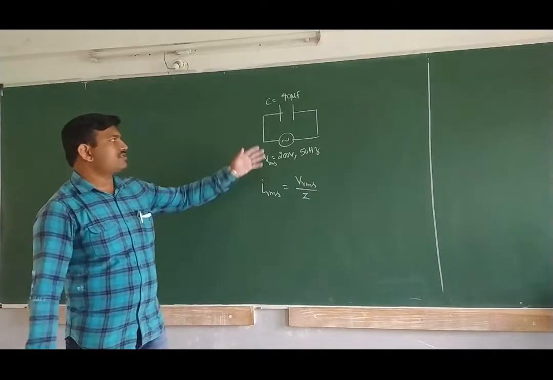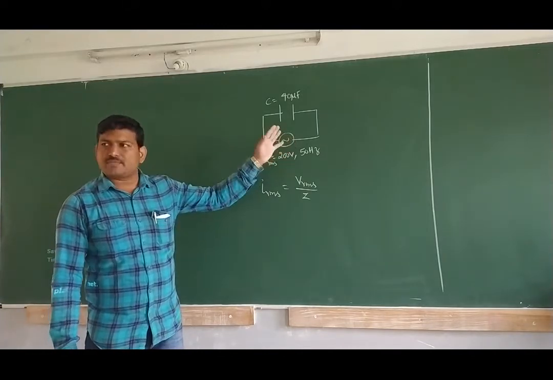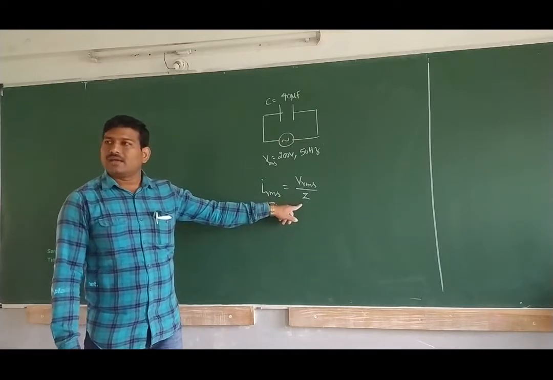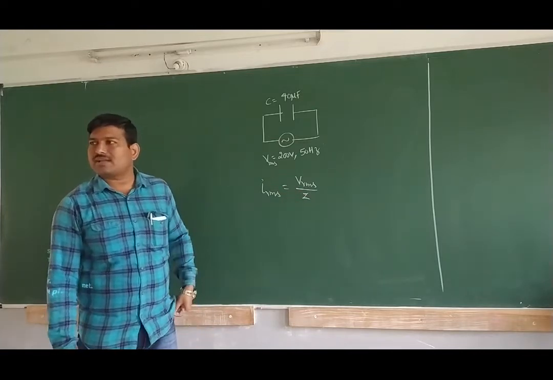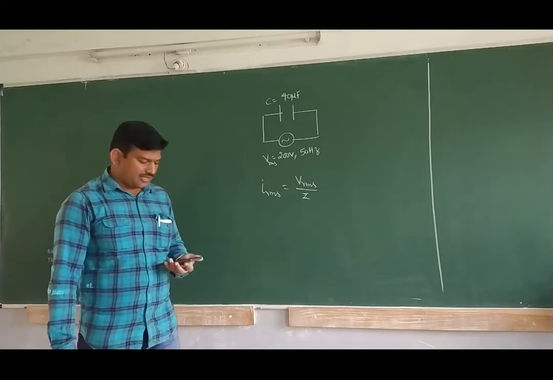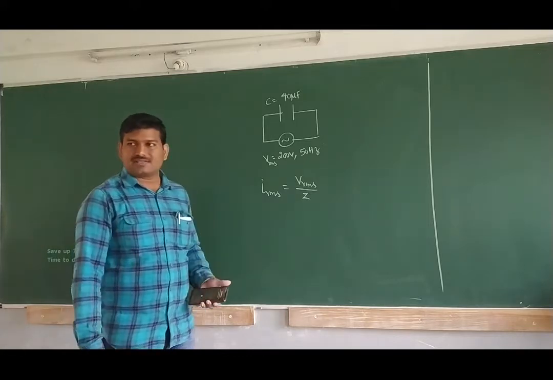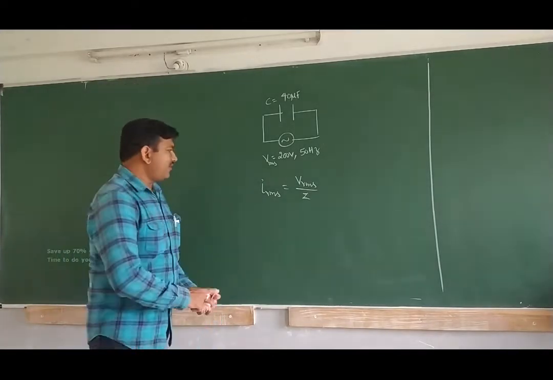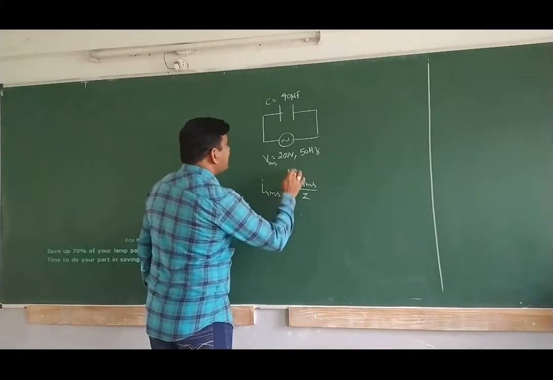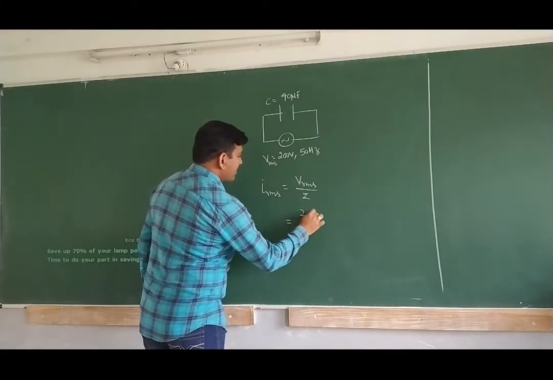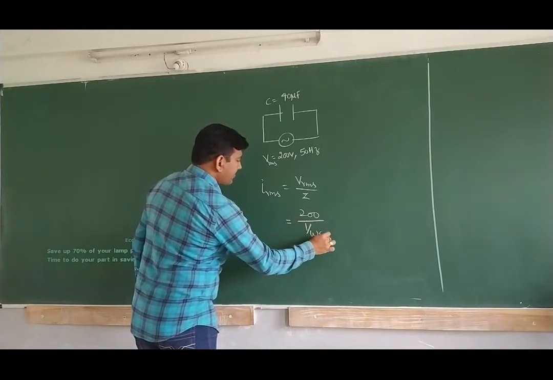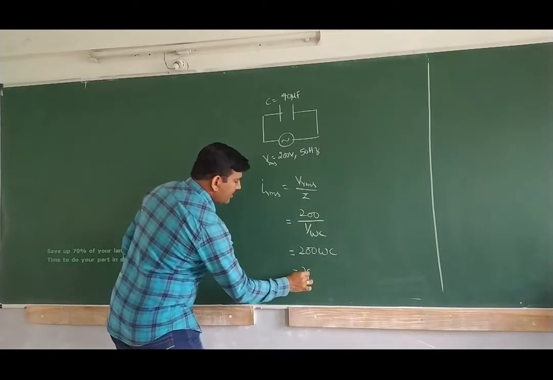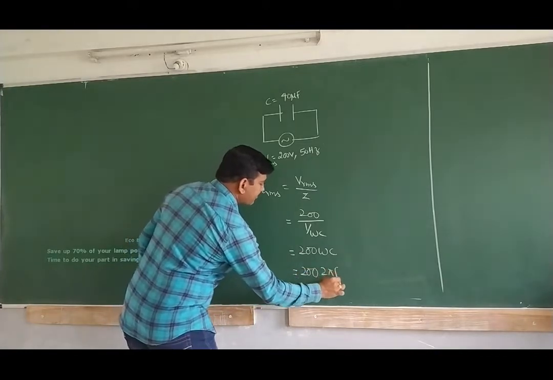What is Z here? There is no inductor, there is no resistor. It is a pure capacitive circuit. Therefore, for a pure capacitive circuit, Z is nothing but the capacitive reactance, X_C. X_C is equal to what? 1 by omega C is the formula that we know. Now, if I use that here, V_RMS is equal to 200 divided by 1/(omega C). That is nothing but 200 into omega C. That is 200 into omega, which is 2 pi f, into C.